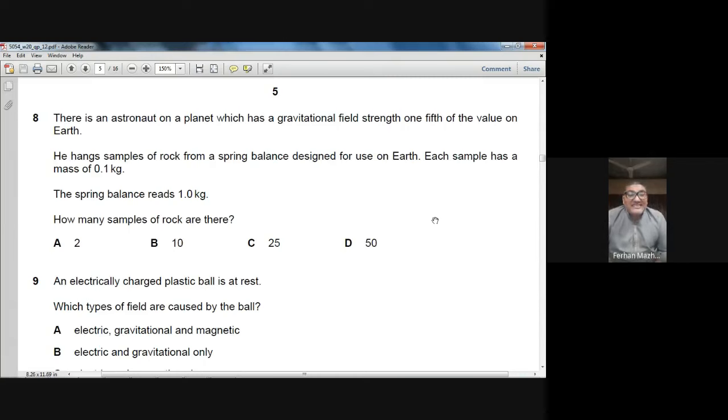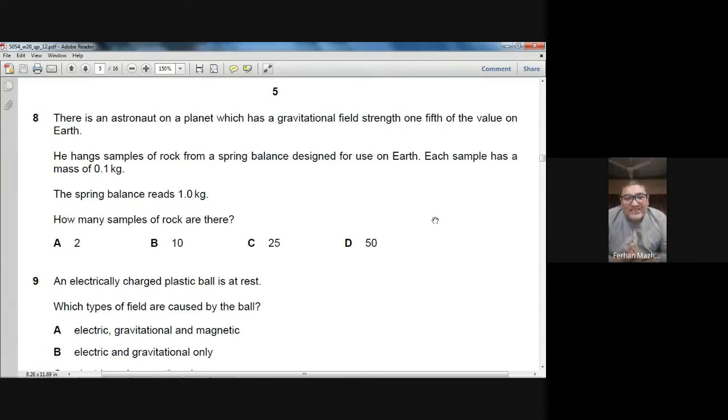The spring balance is designed or calibrated for the Earth. Each sample has a mass of 0.1 kg. The spring balance reads 1.0 kg on that planet. How many samples of rocks are there? One thing is very important.